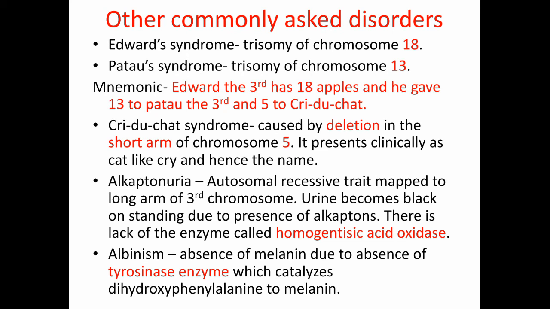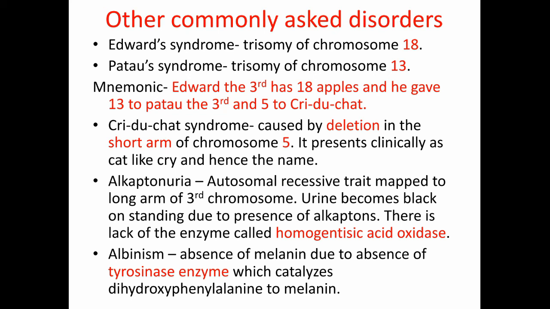So Cri-du-chat is also known as cat cry because clinically the patient presents with a cat-like cry, so it is also called by this name. Okay, and next coming to alkaptonuria. The points you need to remember is it is an autosomal recessive condition and there is lack of the enzyme homogentisic acid oxidase. And the urine on standing, due to the presence of alkapton, becomes black. So you just remember this much regarding alkaptonuria.